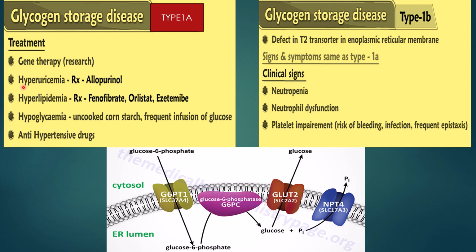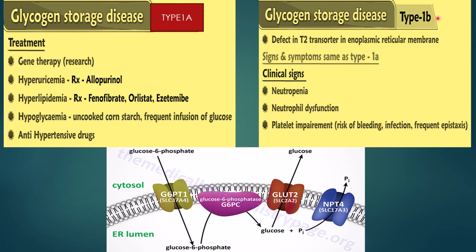And then symptomatic treatment can be given, like for hyperuricemia, allopurinol; for hyperlipidemia, antidyslipidemic drugs can be given. Then for hypoglycemia, to meet with this, uncooked corn starch and frequent infusion of glucose can be given. Then antihypertensive drugs can be given if the patient is having hypertension.